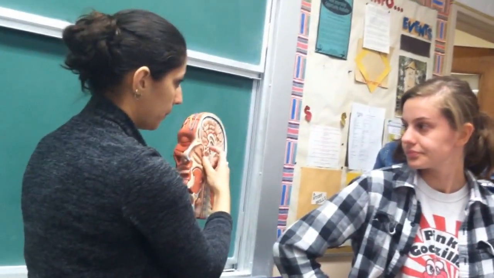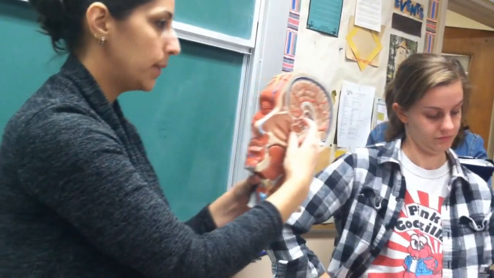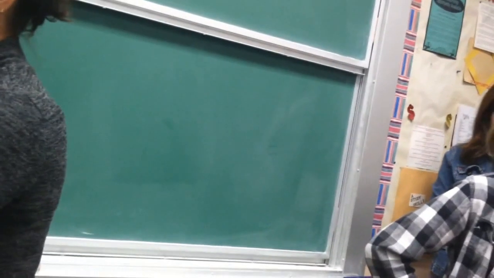Next thing you have is the hypothalamus. Where would you find hypothalamus? Below the thalamus, so it's this area right there. The hypothalamus is more inferior and anterior to the thalamus. Again, hypothalamus is inferior and anterior to the thalamus.